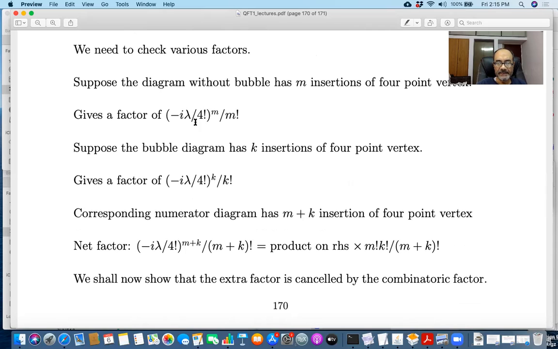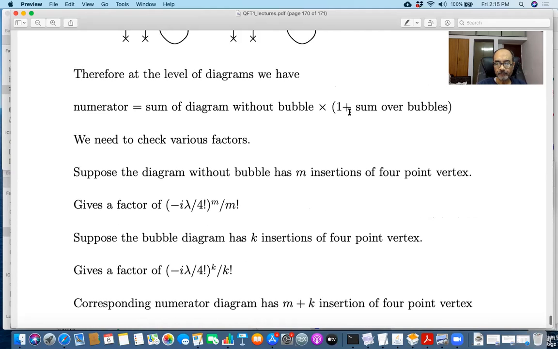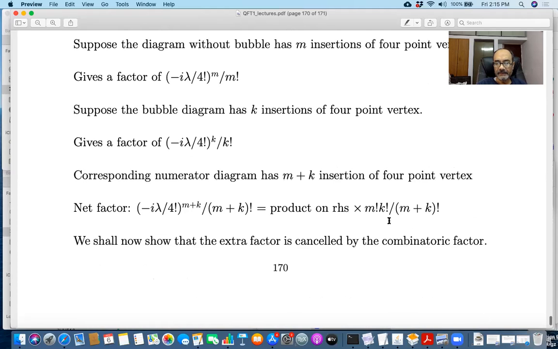And now you can see that these are not the same. These factors, of course, cancel. (Minus i lambda over 4 factorial) to the m times (minus i lambda over 4 factorial) to the k is indeed the same as this. But here you had 1 over m factorial times 1 over k factorial. Here you have a 1 over (m plus k) factorial. So this is the same as what we will get from the right hand side, namely this product. But there will be an extra factor, m factorial k factorial over (m plus k) factorial.